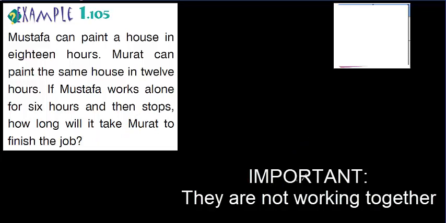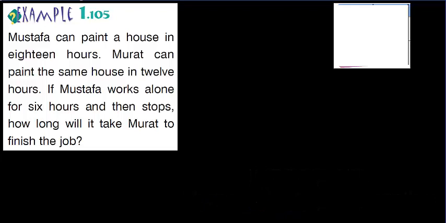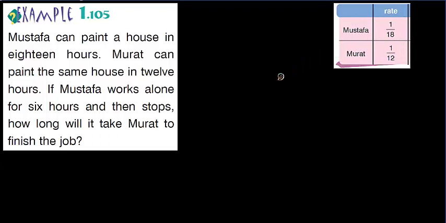Here, the important part, they are not working together, so we cannot use the formula in the previous question that we used. And I want to show the rates only here. For Mustafa, if he finishes in 18 hours, the rate of Mustafa is going to be equal to 1 over 18. And for Murat, if he finishes in 12 hours, the rate is going to be 1 over 12.